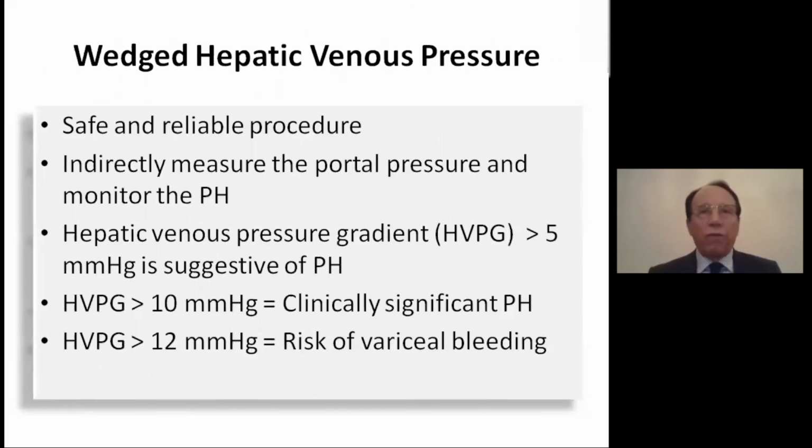The measurement of hepatic venous pressure gradient is considered a safe and reliable procedure to indirectly individuate the portal pressure and monitor the portal hypertension. A hepatic venous pressure gradient value above 5 millimeters mercury is suggestive of portal hypertension. Hepatic venous pressure gradient is a surrogate for the portosystemic pressure gradient. Clinically significant portal hypertension is defined as a gradient greater than 10 millimeters mercury, and variceal bleeding may occur at a gradient greater than 12 millimeters mercury.